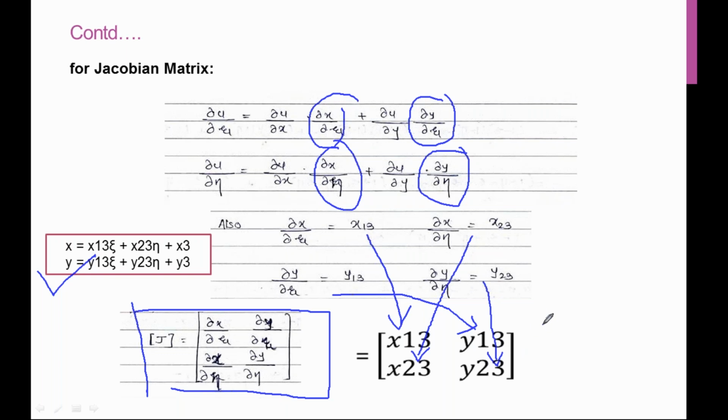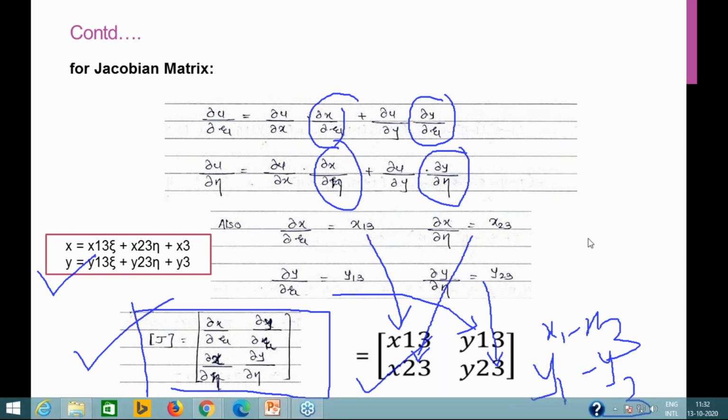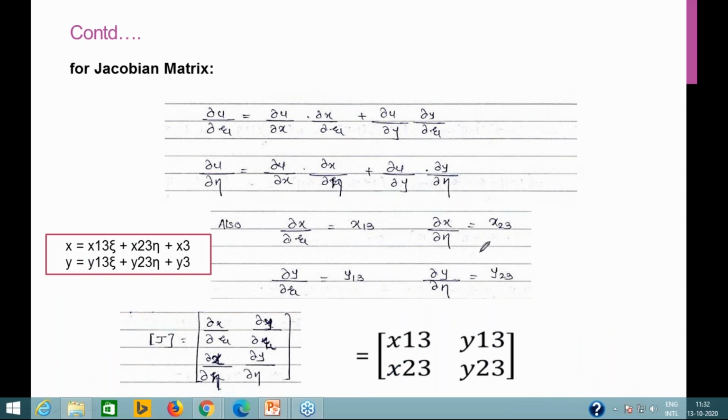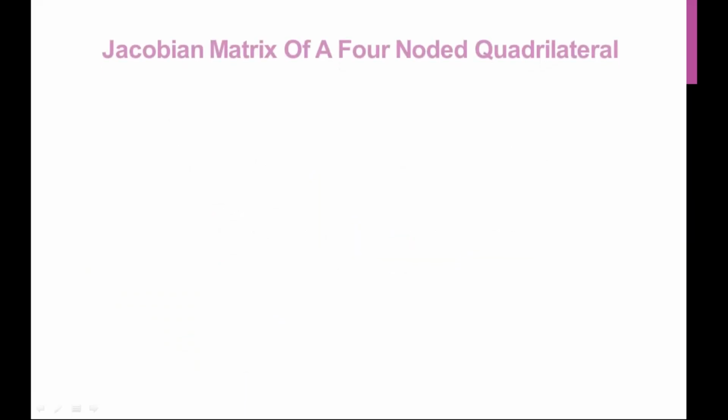Now here, what is x13? x13 is equal to x1 minus x3, and y13 is y1 minus y3. So just remember this matrix, and you can derive all these things. This is the Jacobian matrix for the CST element with 3 nodes.